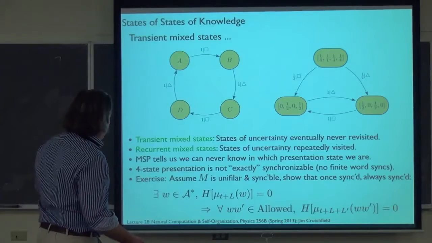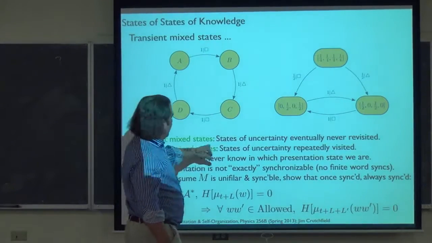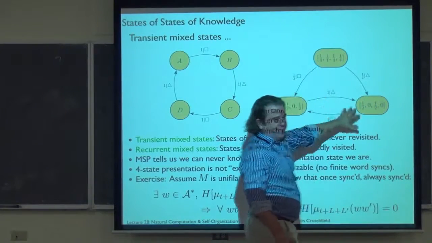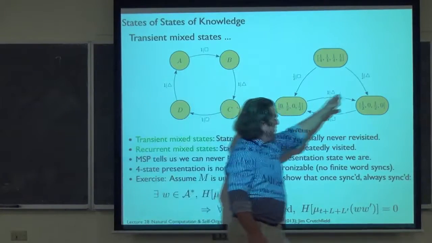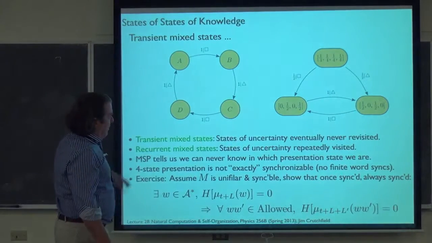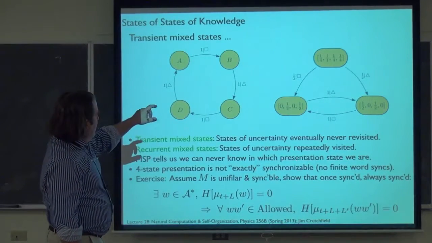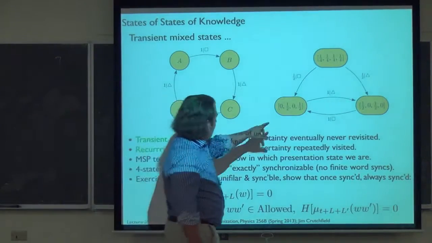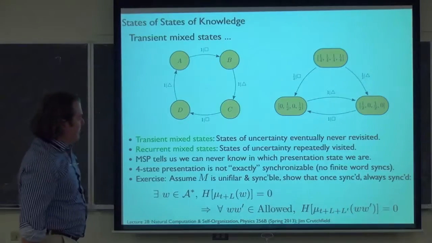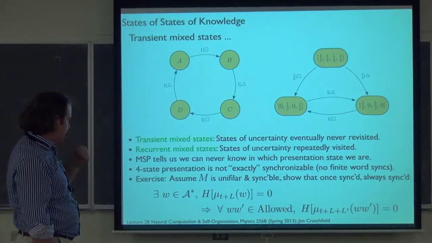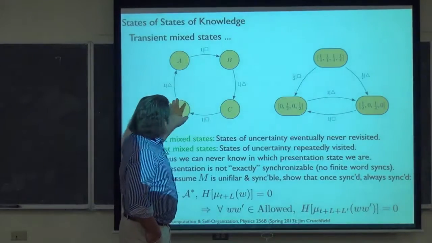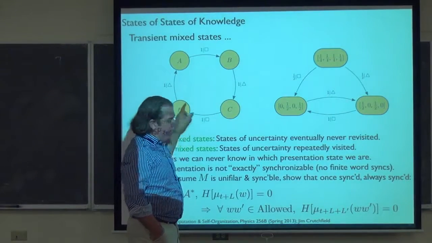So the mixed states are of two kinds, just like the epsilon machines. We have transient mixed states, which are mixed states that, at least eventually, you never revisit. And then there are recurrent states, and you can rattle around in these forever, visiting them infinitely often. One useful thing about the mixed state calculation, as I said, is that this tells us that the original choice of model is not synchronizing. You'll never know exactly what presentation state you're in. Or the other way we say that is that this particular model is not exactly synchronizing. There's no finite word that will let you synchronize.